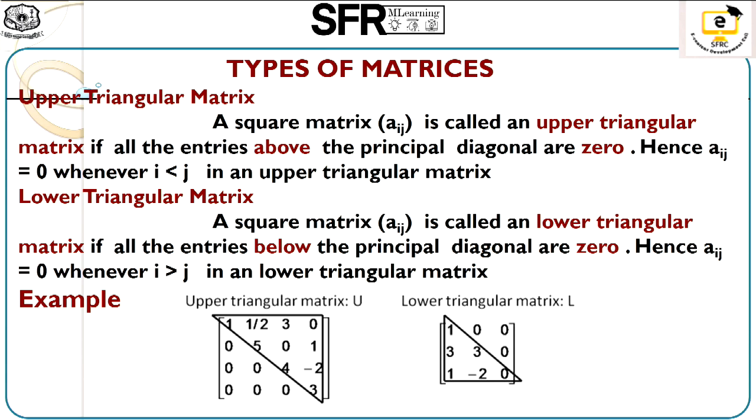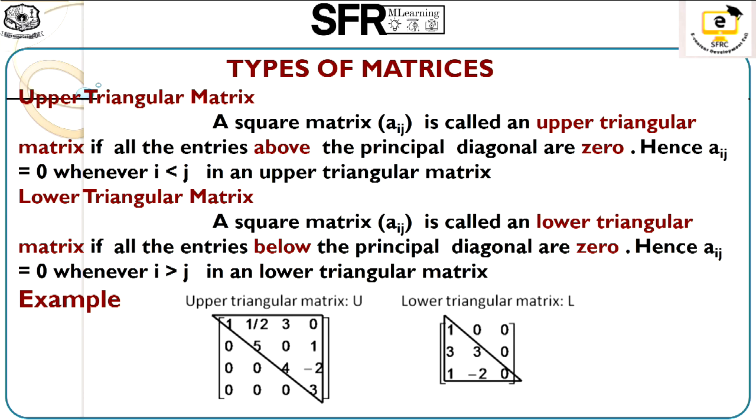Next we see the upper triangular matrix. A square matrix is said to be an upper triangular matrix if all the entries below the principal diagonal are 0, hence Aij equals 0 whenever i is greater than j. Similarly, a lower triangular matrix: a square matrix Aij is called a lower triangular matrix if all the entries above the principal diagonal are 0. Aij equals 0 whenever i is less than j in a lower triangular matrix.